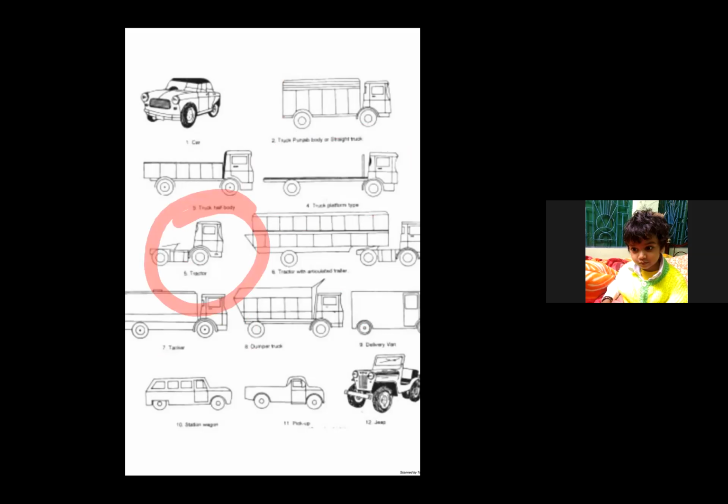You can put an extra articulated type of extension with this trailer and extend your load-carrying capacity, or increase your business profit by transporting a much larger amount of goods at a time. So you can get much more profit than with a normal truck in the case of a trailer or articulated trailer. This is also a trailer, for special purposes. This is also a special purpose truck. And this is a dumper or tip trailer.